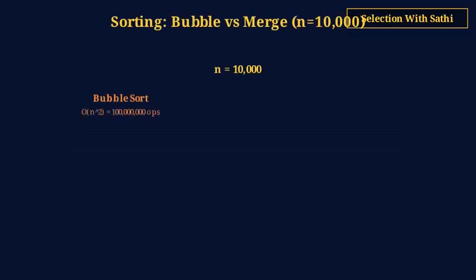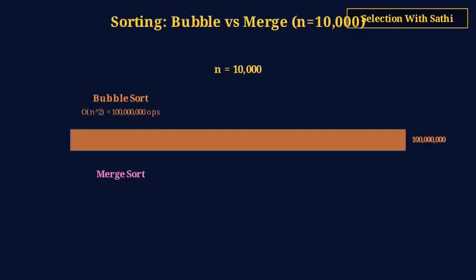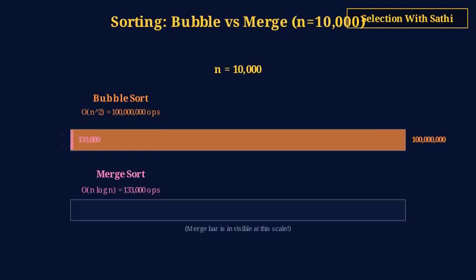Now let's compare O of n squared versus O of n log n with a concrete example. Take n equals 10,000 and compare bubble sort against merge sort. Bubble sort with O of n squared does 10,000 squared equals 100 million operations. Merge sort with O of n log n does 10,000 times log 10,000. That's 10,000 times about 13.3, which gives us roughly 133,000 operations. The ratio is staggering. Bubble sort does 750 times more work than merge sort.